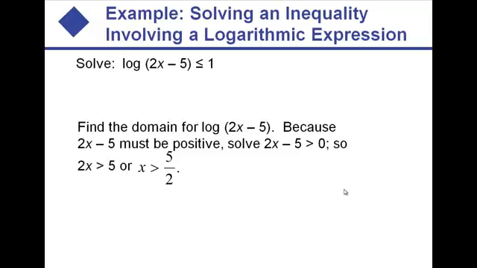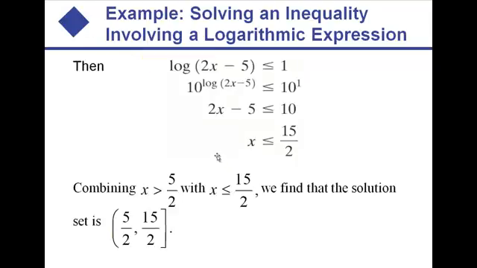So you take 2x minus 5 and go, well, that stuff, this entire piece here, always has to be greater than 0. So you set it greater than 0 and solve. And you get that x has to be bigger than 5/2. Okay, part 1, done. Part 2 is solve the thing.